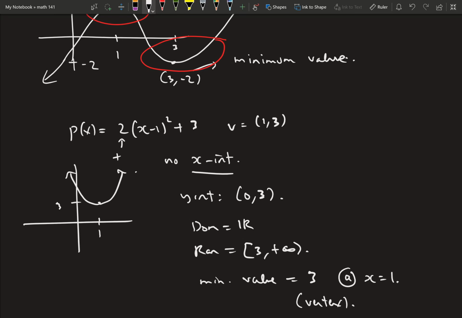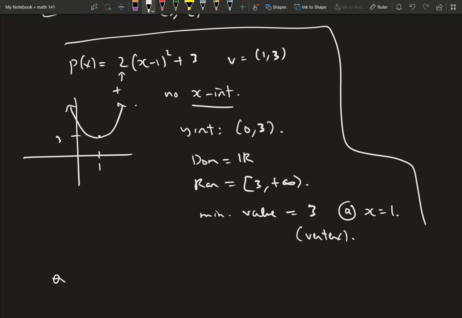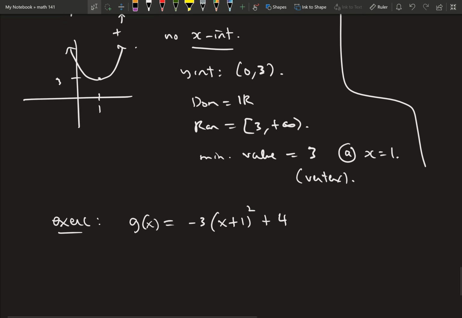Okay, so this was everything that we wanted to know about this function. And I'm going to leave you with an exercise to do the same thing for a downward pointing graph. So g of x is equal to -3(x + 1) squared plus 4. The main difference is that this is going to be a downward pointing graph, because we have a negative a value.